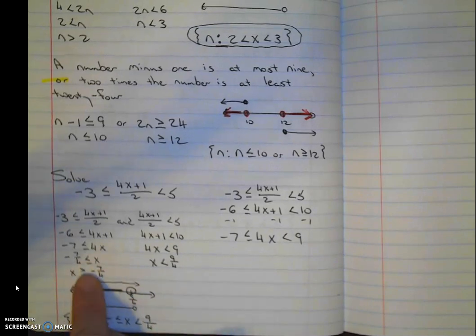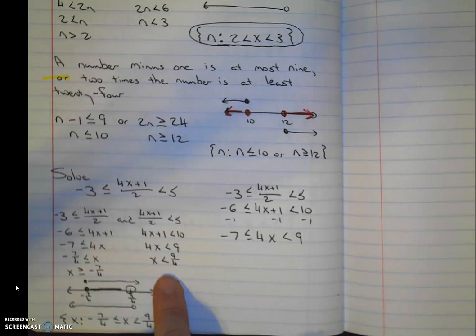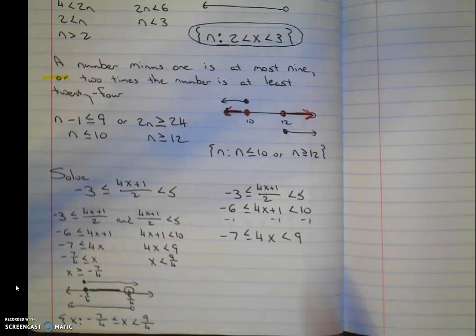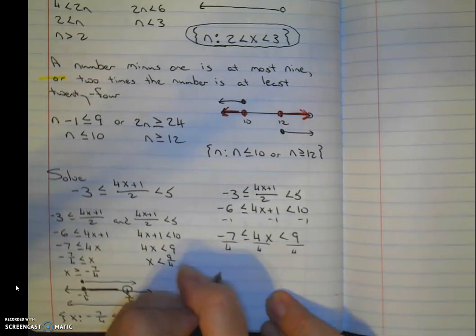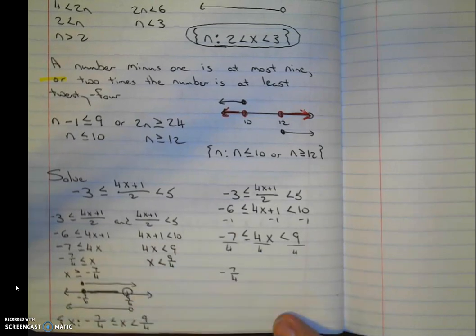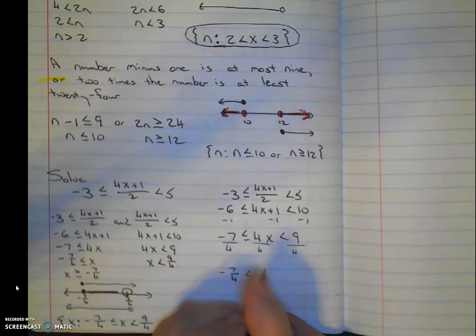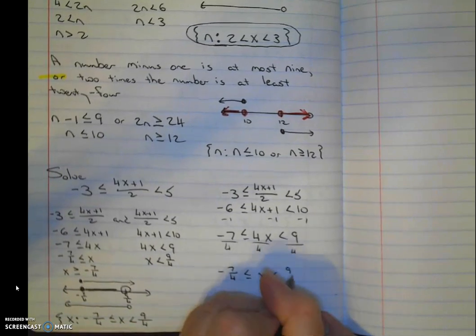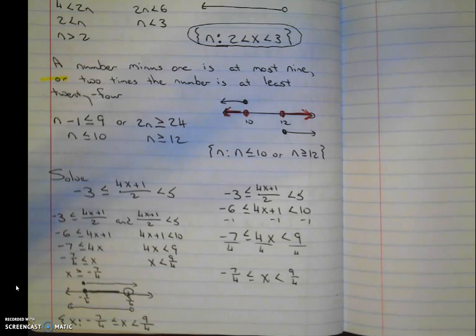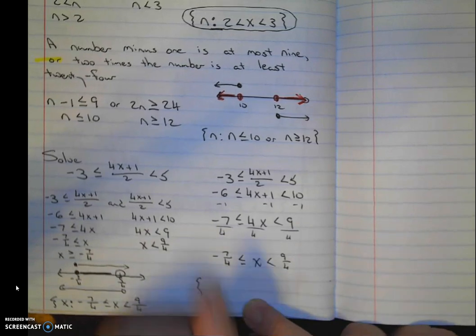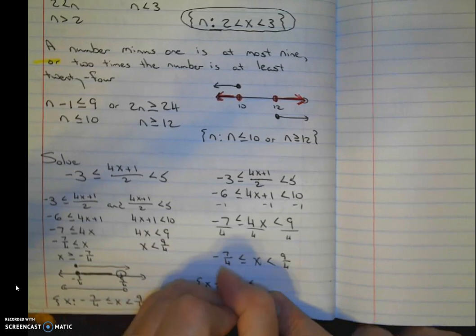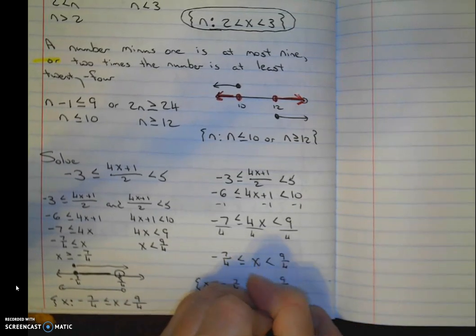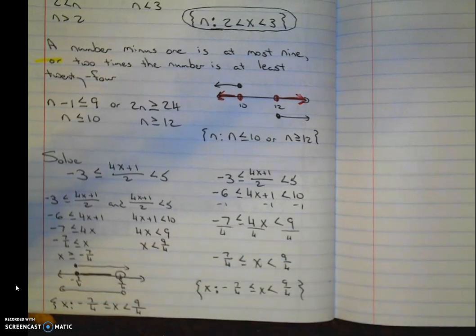Think of what I did from here to here, what I did from here to here. In both cases, I divided by 4. All right, let's do it here. So divide by 4, divide by 4, divide by 4. Giving negative 7 over 4 is less than or equal, 4x over 4 is just x, is less than 9 over 4. I kept everything together, solved the whole thing at once, and I still got the exact same solution of x such that negative 7/4 is less than or equal to x is less than 9 over 4. I got the exact same answer.